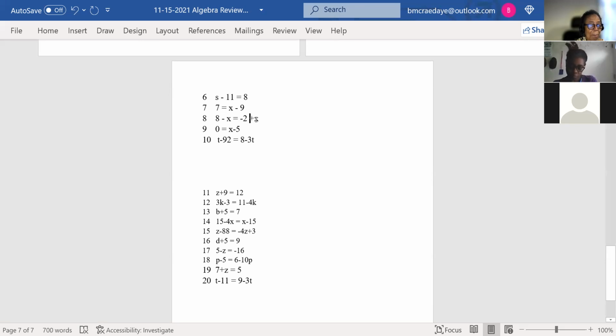Number 8 is minus 2 plus X equals 8. The ninth one, 0 equals X minus 5. What is X? And number 10, T minus 92 equals 8 minus 3T. This one, since you have variables on both sides, I'll give you a little longer to do this one. You've got about 7 minutes to do this one.